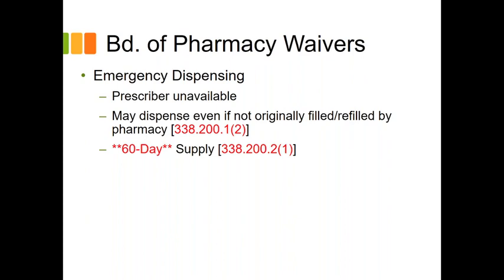pharmacists to dispense an emergency supply of medication if they are unable to contact the prescriber for refill authorization. The statute originally indicated a 7-day supply could be dispensed if the prescriber was unavailable. The governor's office authorized a waiver to allow a 30-day dispensing limit that has since been amended to a 60-day supply limit. So once again, you can dispense if there's an emergency, you are unable to contact the prescriber for authorization, you can now dispense up to a 60-day supply.